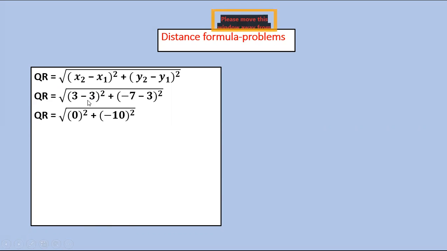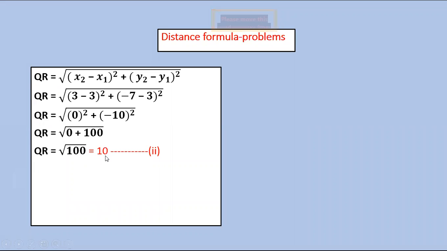QR is equal to square root of (3 minus 3, which is 0) squared plus (-7 minus 3, both numbers have a negative sign so we get addition, -10) squared. QR is equal to square root of 0 squared, which is 0, plus (-10) squared, which is 100. 0 plus 100 is 100. Therefore QR is equal to square root of 100, whose square root is 10. We get distance QR, equation number 2.